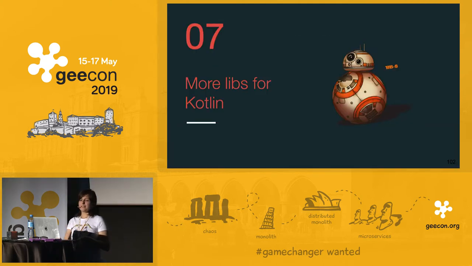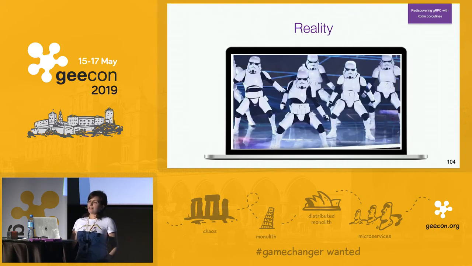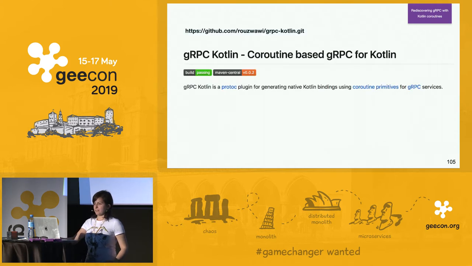And the last topic is more libs for Kotlin, more specific libs. When I started working with Kotlin and gRPC and started working on this talk, I thought that Kotlin is cool, gRPC is cool, we are all asynchronous, we like it. So I had these beautiful robots that can save your life, can save the universe, and I felt like a boss. But in reality, I have these ones that can't even shoot anyone in eight episodes. But we have what we have, so we need to work with it.